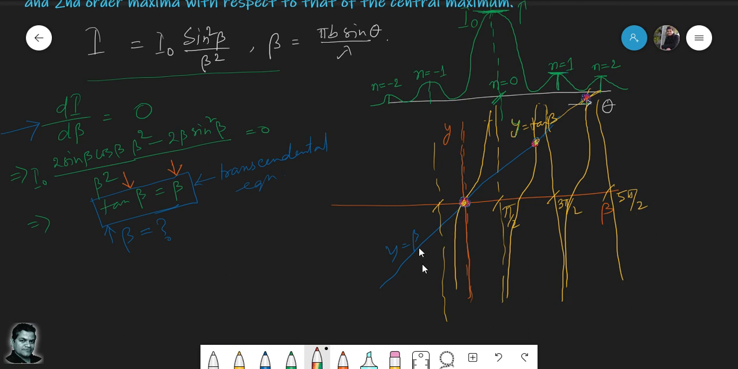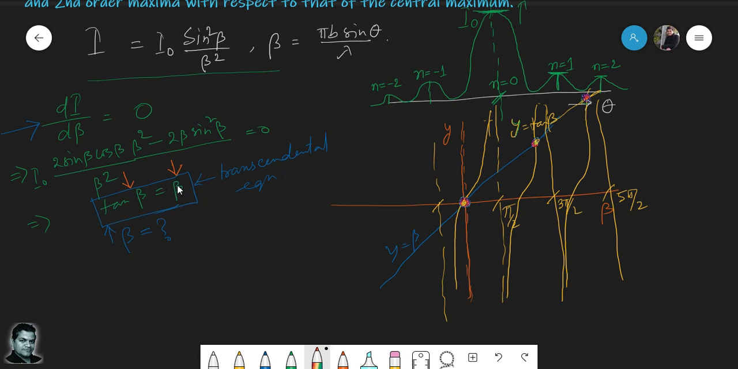So what is this telling us? This curve is telling us that at this point, tan beta, the yellow curve, and beta, the blue curve, meet. Similarly, at this point also tan beta and beta meet. At this point tan beta and beta meet. So these are basically the solutions, or the roots, of this equation.